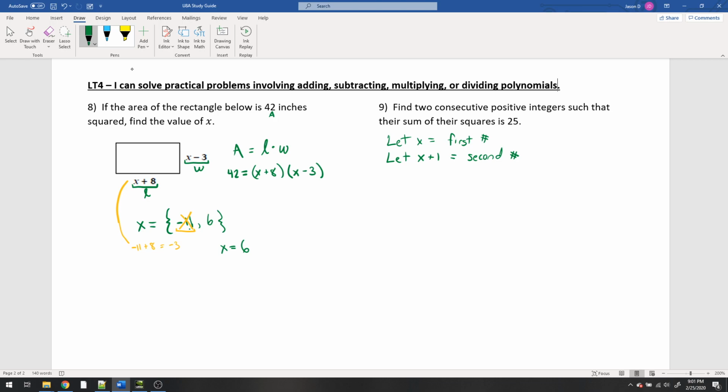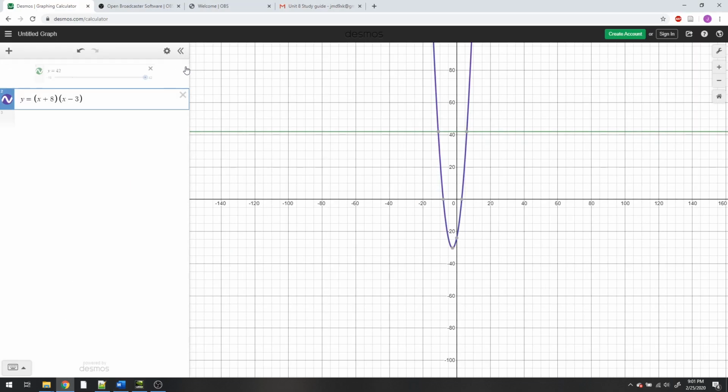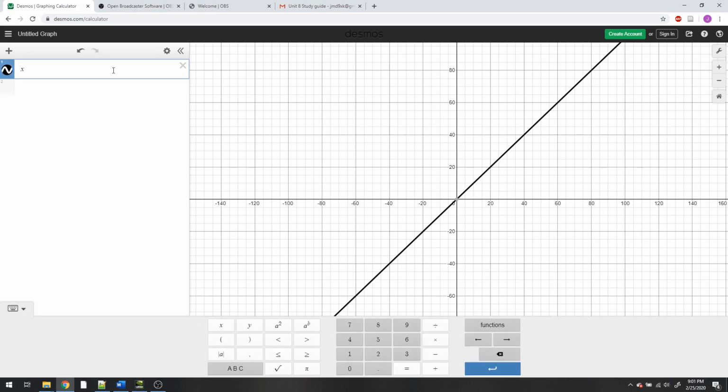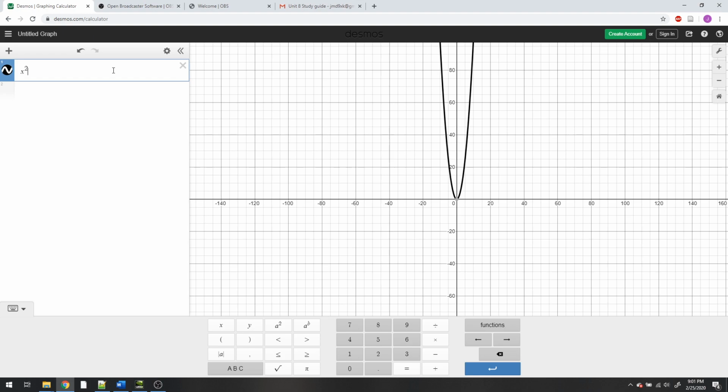And what we know is that their squares add together, because sum is a keyword for plus, their squares add together to make 25. In other words, x squared plus the next number, x plus 1, squared equals 25. And once again here, we're going to go into Desmos, and we're going to type this thing out. X squared plus, and I'll do parentheses, x plus 1 squared. And this time I'm not going to do two separate lines. I'm just going to write equals 25, and you'll see what happens.